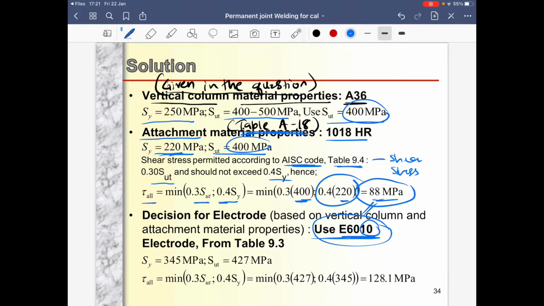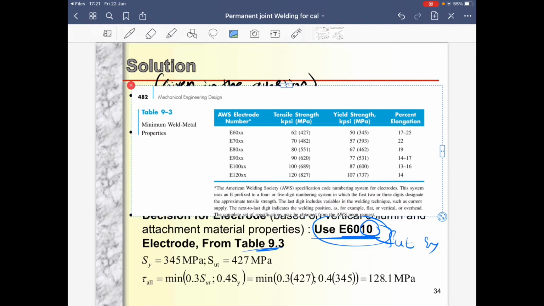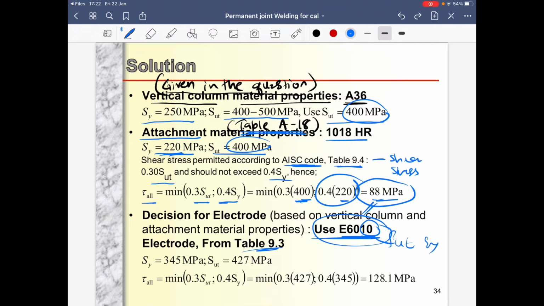After getting E6010, we want to know the ultimate tensile strength and the yield strength. We can get them from table 9.3. Basically, if you don't want to put E6010, you can just put E60XX. It's still acceptable. For the E60, you see that you get the value of 427 megapascal for tensile strength and 348 for the yield strength. So you just use those values, bring them into your solution sheet, and put down both of them. Then you apply the same 0.3 SUT and 0.4 SY according to the AISC code. Then you take the minimum one, you get 128.1 megapascal. So this is the decision for the electrode.